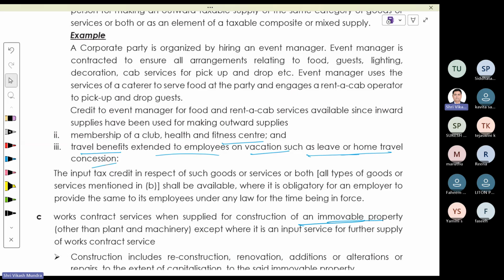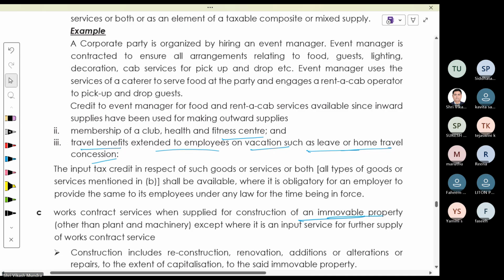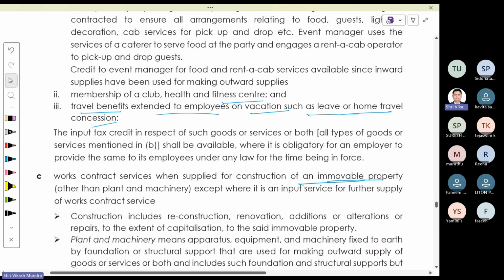to provide that facility. If I have a service employment contract with Mr. X, and as per the contract, I am supposed to provide a motor car to him, this is not my legal obligation. Be careful, students. It is my contractual obligation. It is not my legal obligation. Done. Works contract, that means civil work. ITC is not available unless and until that civil work is utilized for plant and machinery.